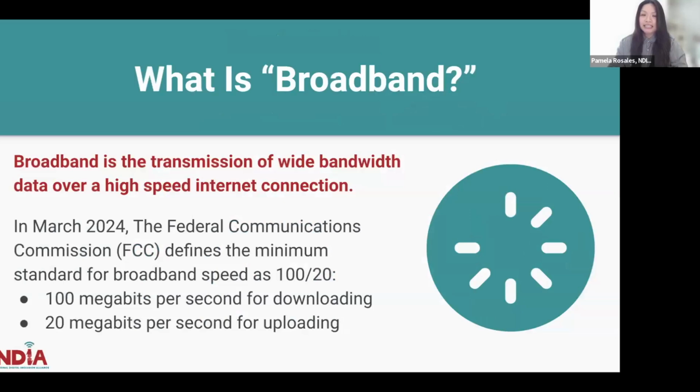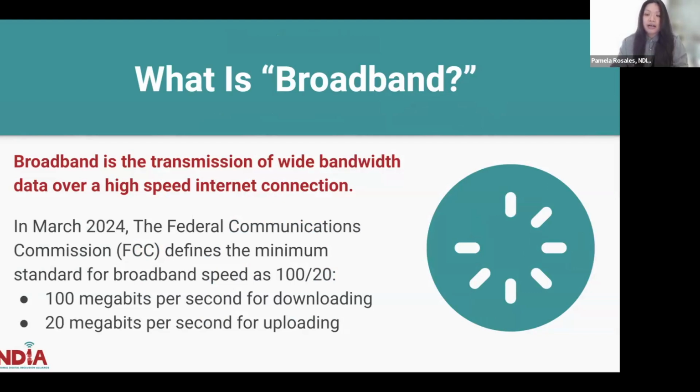So first up is the issue of broadband. Broadband, that's the definition: the transmission of wide bandwidth data over a high-speed internet connection. And this year in March, the Federal Communications Commission, FCC, updated their definition of the minimum standard for broadband speeds to be 100 megabits per second for downloading and 20 megabits per second for uploading.